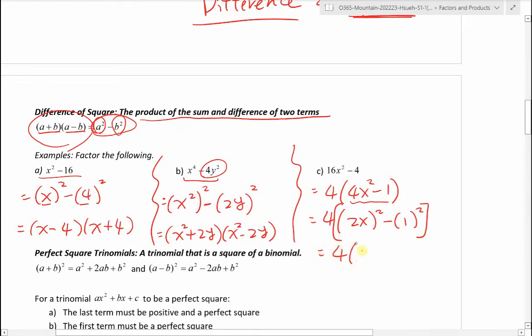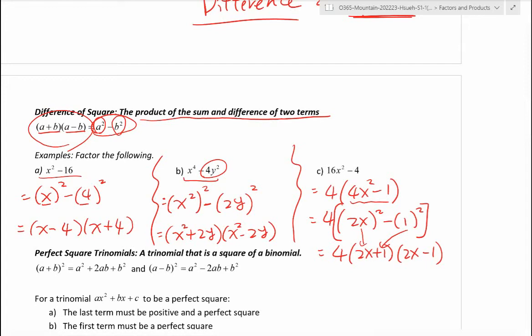So then this is going to be 4 times, again, the sum of the two terms times the difference of two terms. And there is your final answer. Again, the 2x came from here, and the 1 came from there. And same thing for the next set of brackets. Okay, so that's how you factor difference of squares.